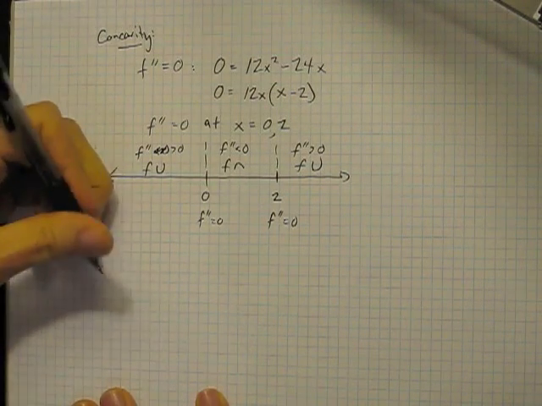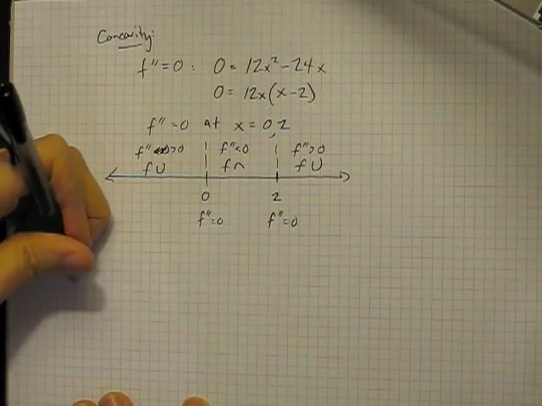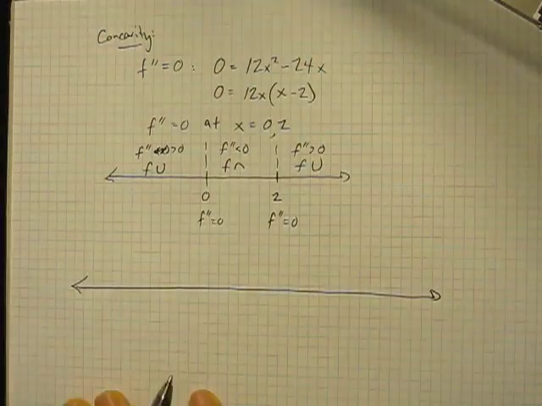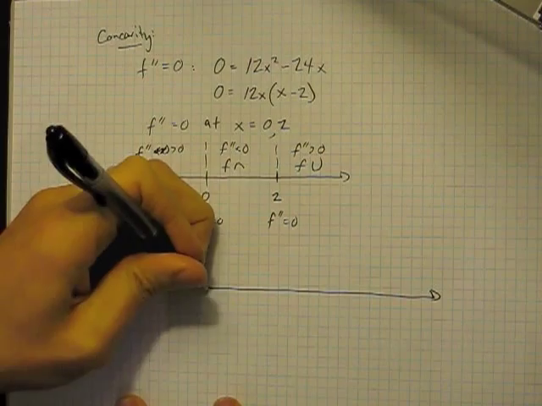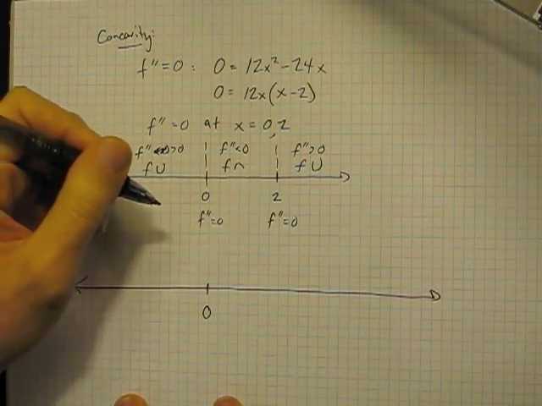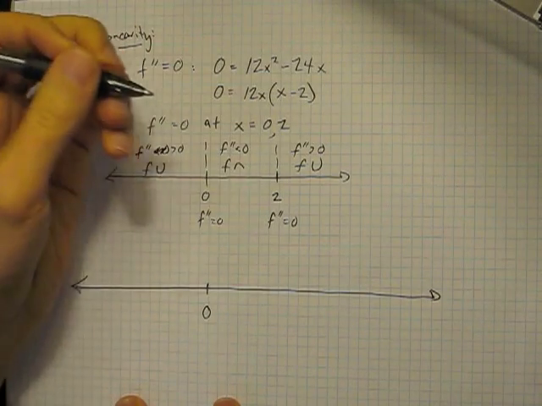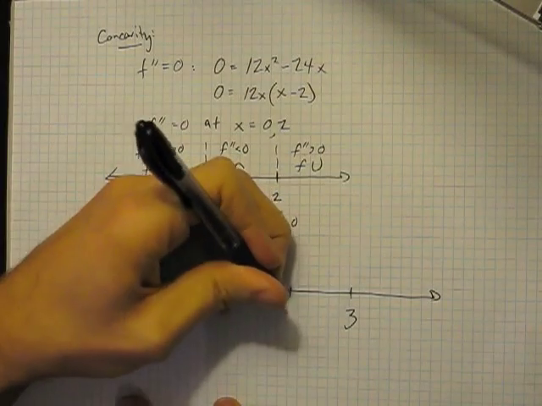I'm going to superimpose the information that we had about the first derivative onto this. So let's just recap. So we had 0. And then our other critical point, where the first derivative was equal to 0, was at 3, and then here we had this 2.